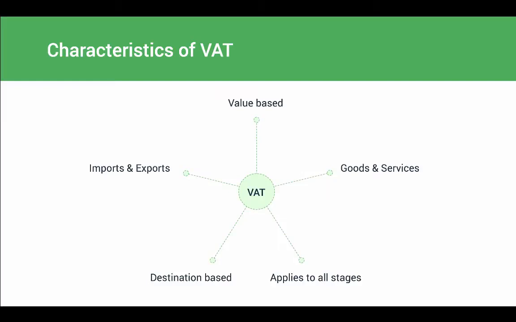These are a few characteristics of VAT. VAT is levied upon the value added at every stage of sales and production. Now, other taxes are usually applied on the whole value of goods and services. Unlike sales tax, VAT is applied on both goods and services. VAT is a destination based tax, which means the VAT treatment varies depending on the location of the recipient of goods and services. It is also applicable on export and import of goods and services.